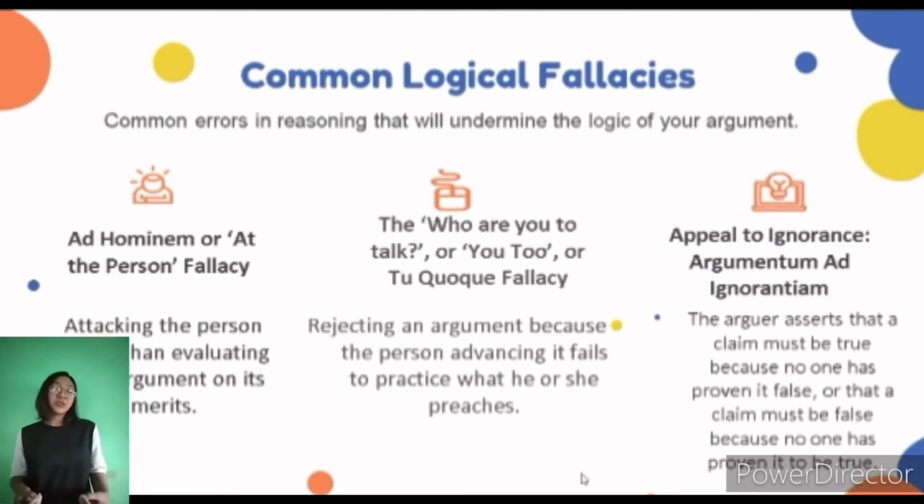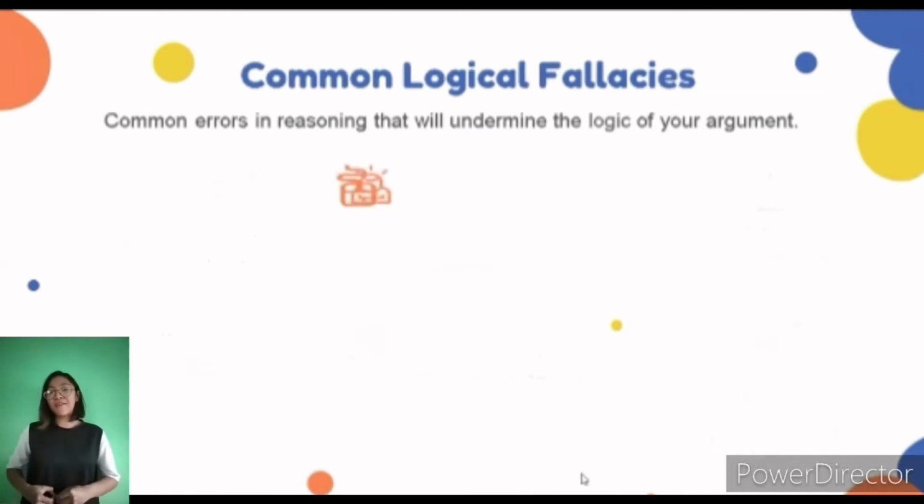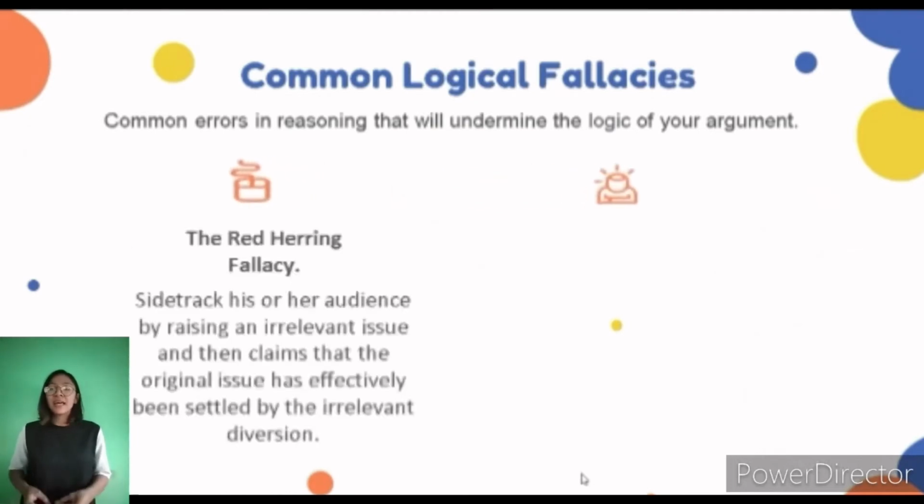The arguer asserts that a claim must be true because no one has proven it false, or vice versa. Naturally, we are all ignorant of many things, but it is cheap and manipulative to allow this unfortunate aspect of the human condition to do most of our heavy lifting in an argument.